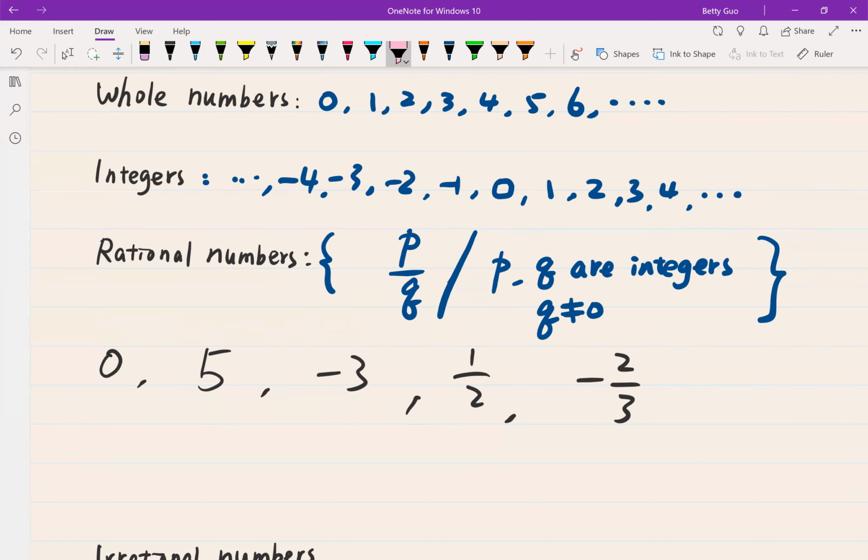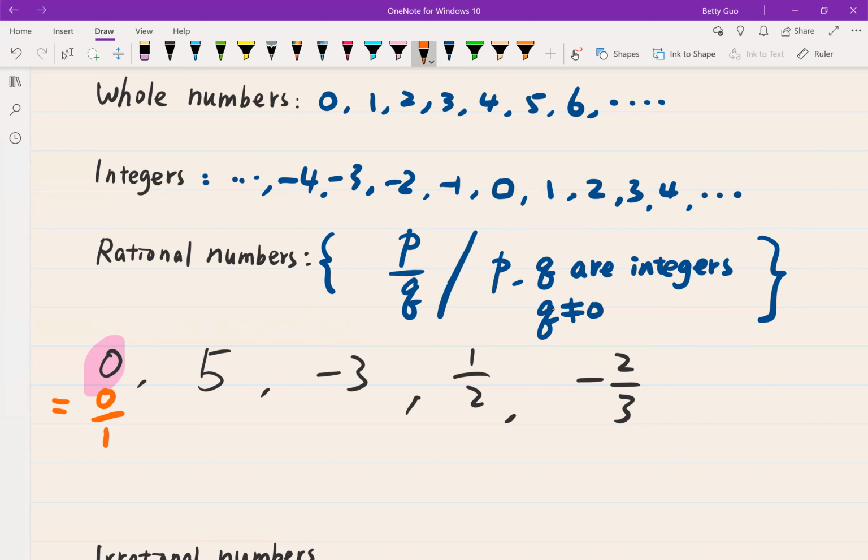Let's see. Is 0 a rational number? We know 0 is a whole number. 0 is an integer. But is 0 a rational number? By the definition, you might answer no, but 0 actually is a rational number because 0 can be written as 0 over 1. If you want, you can write 0 as 0 over 2 or 0 over 3. 0 is able to be written in the form of P over Q. So 0 can be written as a quotient of two integers. The bottom integer is non-zero. So 0 is a rational number.